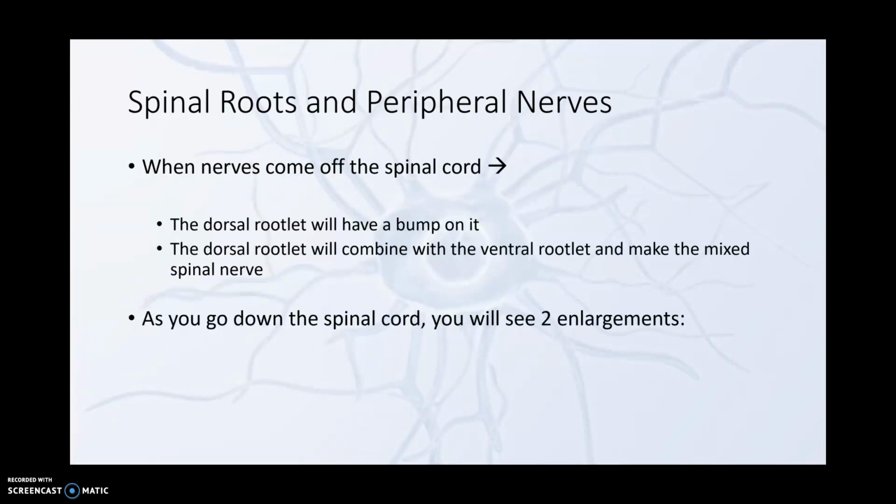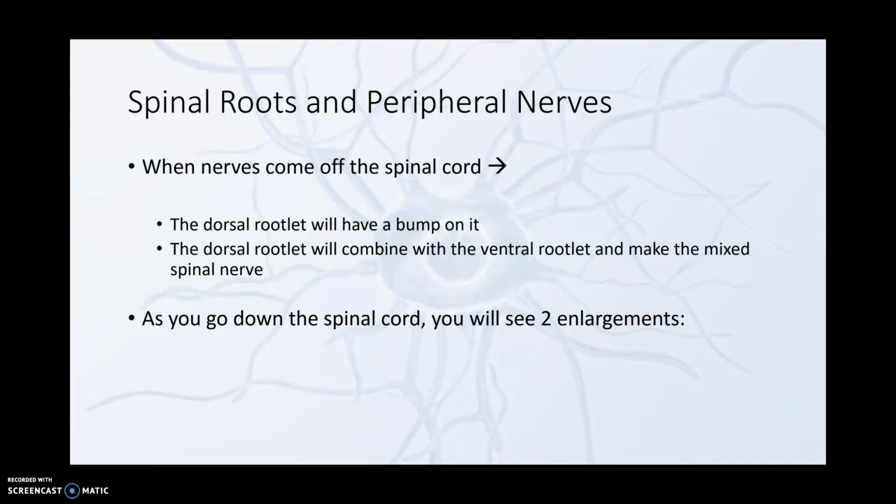Okay, so let's talk about spinal root and peripheral nerves. When nerves come off the spinal cord, they actually come off in a series of dorsal and ventral rootlets, which join together to make 31 pairs of mixed spinal nerves. The dorsal rootlet will have a bump on it, and the dorsal rootlet will combine with the ventral rootlet and make the mixed spinal nerve.